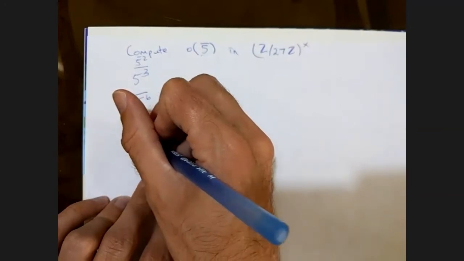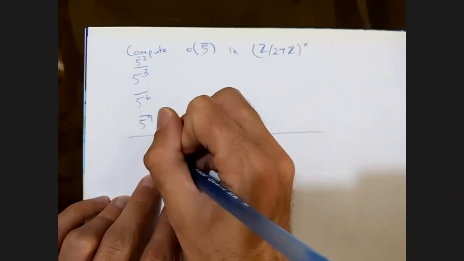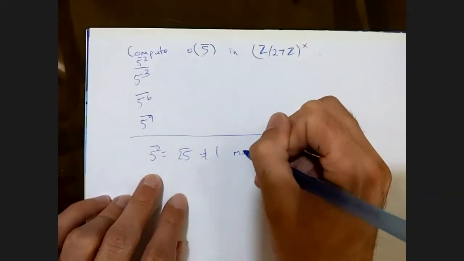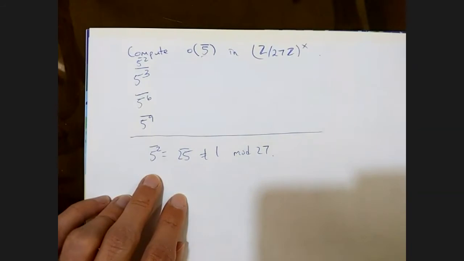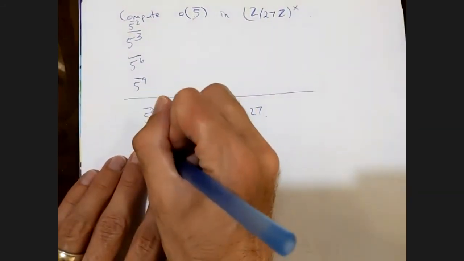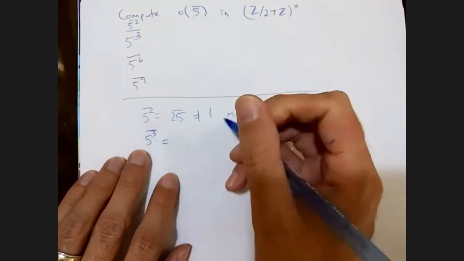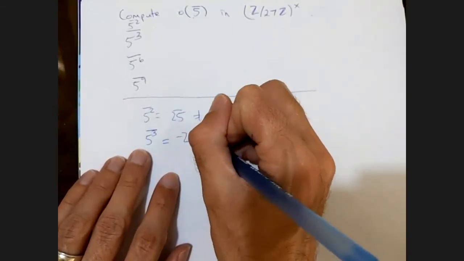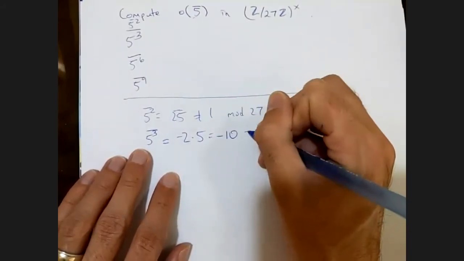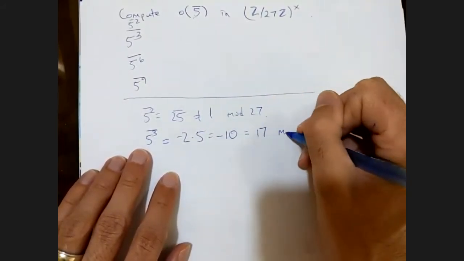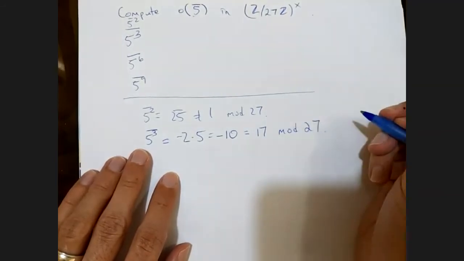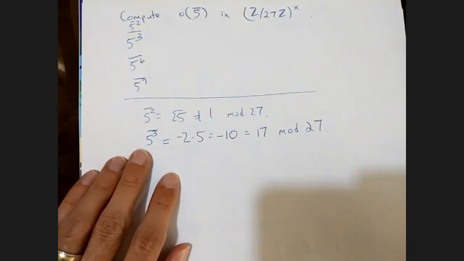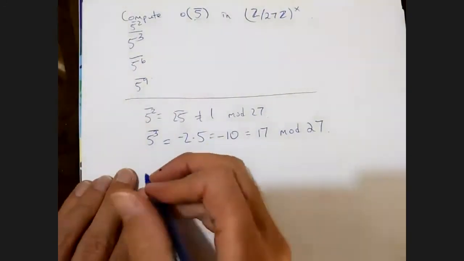So we just compute 5 squared, that's 25. That's not 1 mod 27. Okay, what about 5 cubed? That's 25 times 5. Well, we can write 25 as -2, so it's -10. Another way to think of that is 17 mod 27. That's not 1. So we know that the order is 6, 9, or 18 now. Okay, what about 6?